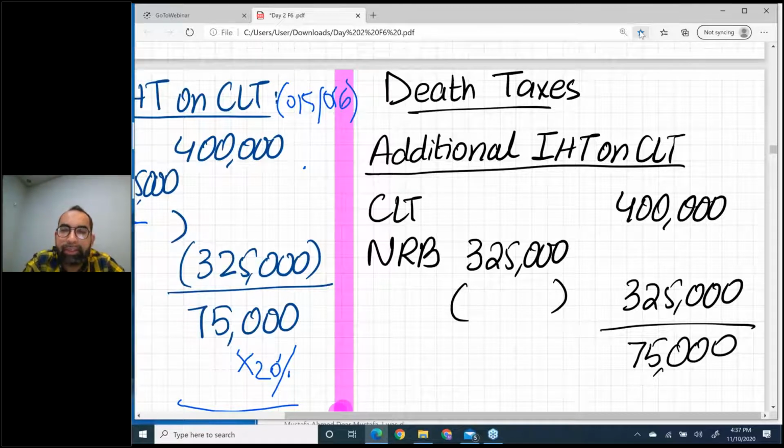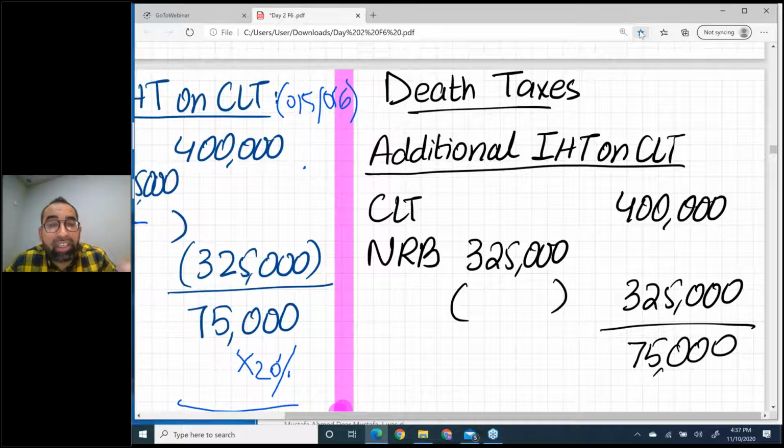Now what's the heading? Additional IHT on CLT. What's the amount of CLT? The amount of CLT is 4 lakh. Now again, you have an NRB of 325,000 at the time of death. Now I just told you NRB is always for 7 years, and you have to look back 7 years.